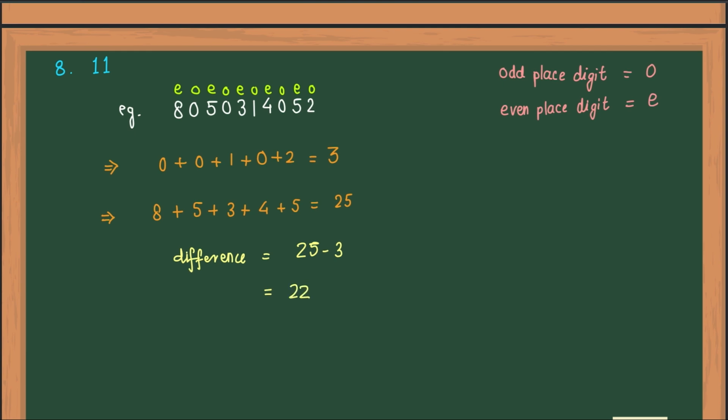Now, think, is 22 a multiple of 11? What is a multiple? Does 22 come under the table of 11, or we can say that on dividing 22 by 11, does it yield any remainder or not? If it doesn't yield a remainder, it means it comes under the table of 11 and the number is divisible by 11. So since this 22 is divisible by 11, that is, it is a multiple of 11, we can say that this whole number is divisible by 11.